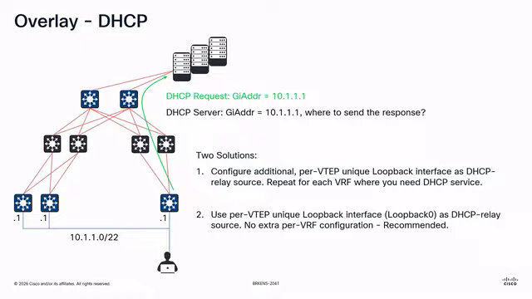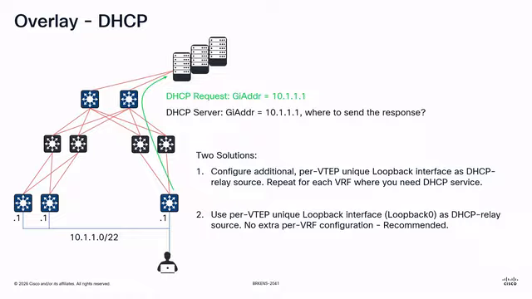Option number one, you would need to configure a loopback on every VTEP with a unique IP address in that VRF where you're doing a DHCP service for, and that loopback will be your DHCP relay source. This way, the response will always come back to the switch that requested it. The downside, well, that's a loopback with a unique IP address on every switch in every VRF where you enable DHCP. That's a lot of loopbacks. That's a lot of additional work.